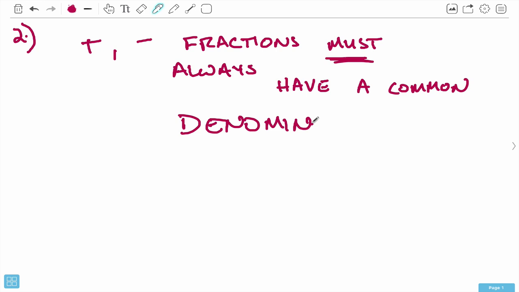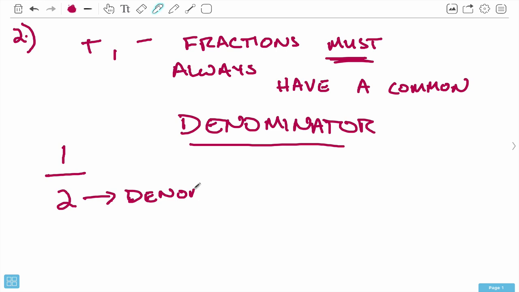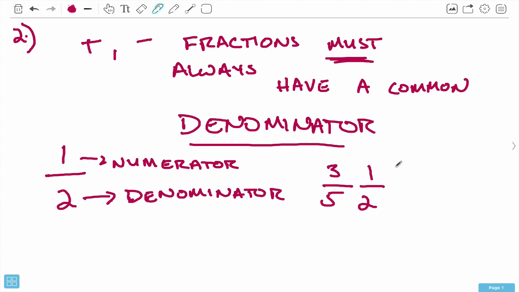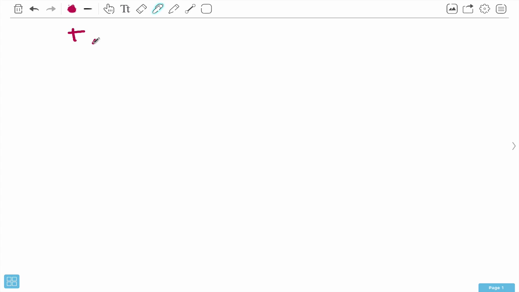So since I'm not sure where everyone is at with math, just to review, any fraction, there's the top number and the bottom number. The bottom number is the denominator. The top number is the numerator. Okay, and that same rule applies with any fraction. 3/5, 1/2, 2/3, doesn't matter what the fraction is, numerators on top, denominators on the bottom. So whenever we're adding or subtracting, common denom, I'm just going to write denom so I don't have to write it over and over again.